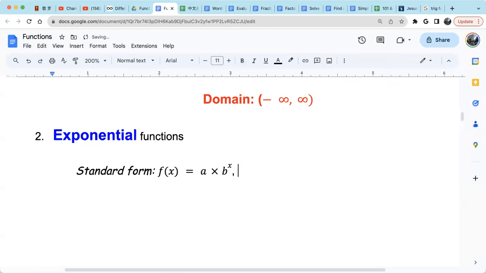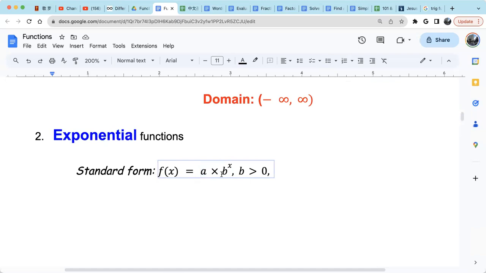So we have a condition. We want b to be a positive number. Because imagine if b is 0, 0 raised to any number would be 0. The whole thing would be 0.